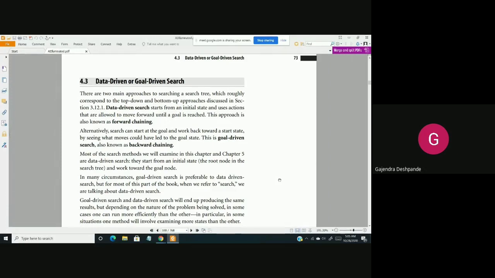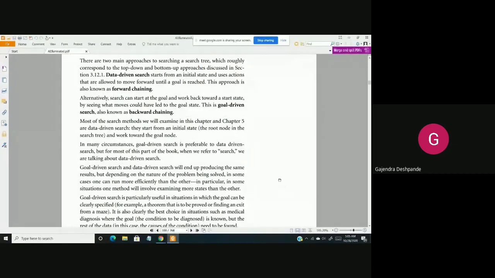So you should know the difference between data driven search and goal driven search, and you should apply appropriate techniques, either data driven or goal driven. It depends clearly on the problem you are solving. If the goal is not known but we have initial information, then you should go for data driven search. But if you know the goal but you don't have the information and you want to find out the information from the goal, then you should go for goal driven search. In our syllabus, most of the techniques which we are going to study are all data driven search methods.